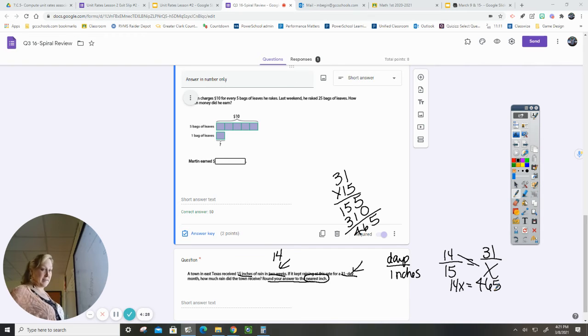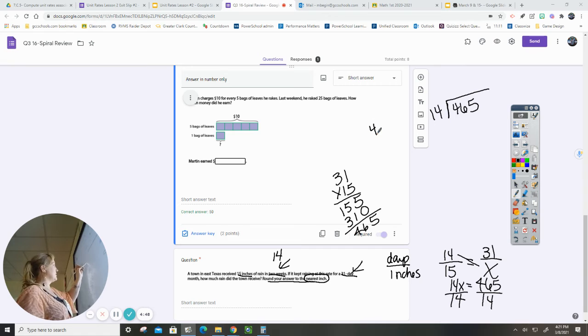Now, the mistake that I made is I did this, but it should be that. I left off the 14. So much fun. So, I know that you guys should be able to do this. 465 divided by 14. I'm going to guess 3, or 14 times 3, 42. So I got close. Subtract, 45, still going to be 3.